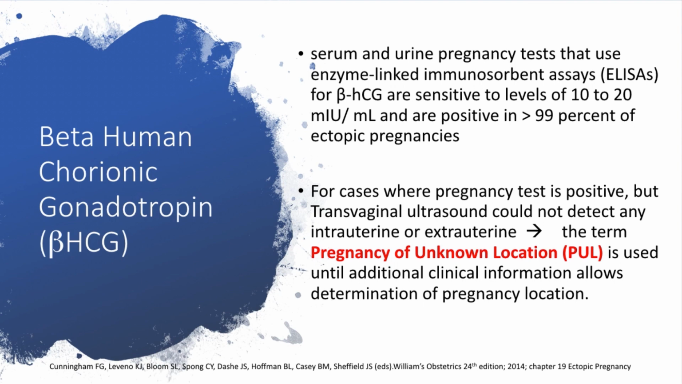Serum and urine pregnancy tests that use enzyme-linked immunosorbent assay, or ELISA, for beta-HCG are sensitive to levels of 10 to 20 MIU per ml and are positive in 99% of ectopic pregnancies. For cases where the pregnancy test is positive, but transvaginal ultrasound could not detect any intrauterine or extrauterine pregnancy, the term pregnancy of unknown location, or PUL, is used until additional clinical information allows determination of pregnancy location.